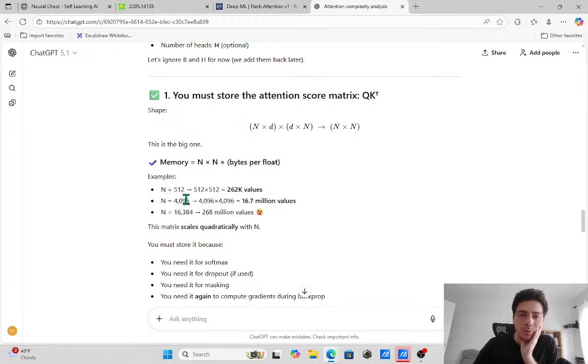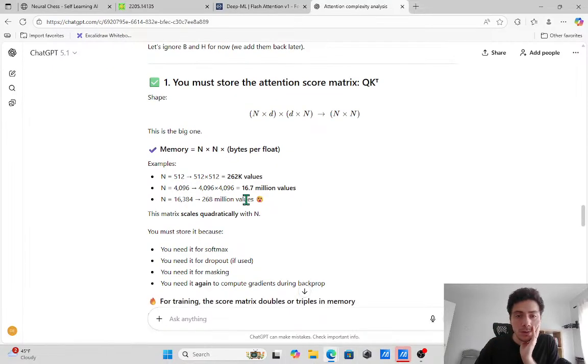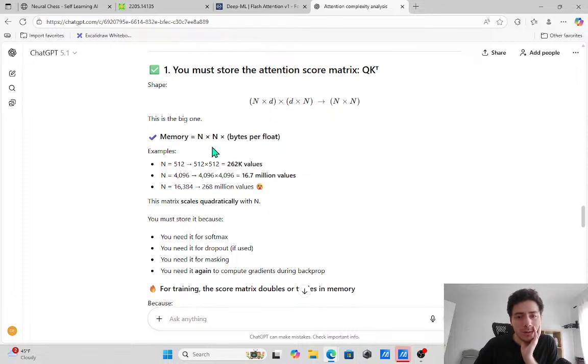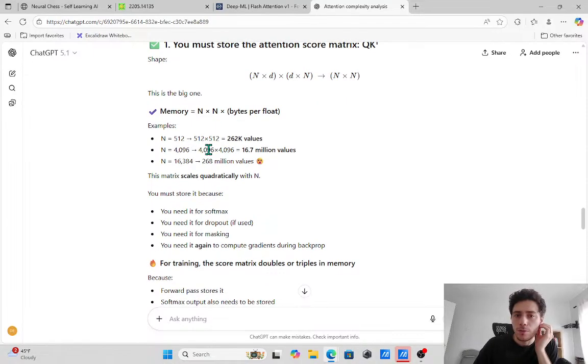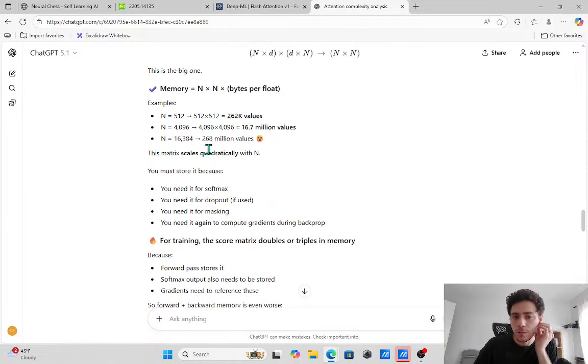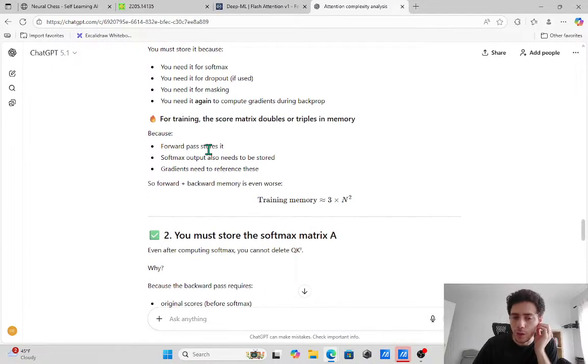So if you have 512 words, then as the number of words increases, it's squared the number of values that you will have, or I have to keep track of.